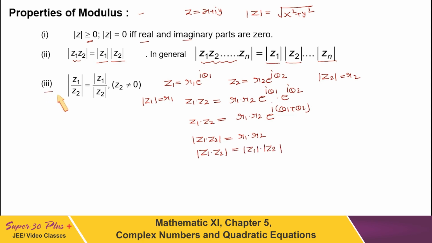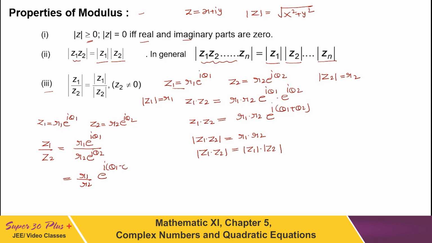Property number 3 is this: the mod of z1 upon z2 is equal to mod z1 upon mod z2. We can prove it. Let z1 be equal to r1 e to power iota theta 1 and z2 equal to r2 e to power iota theta 2. Now we are going to find z1 upon z2. What is the value of z1 upon z2? It is r1 e to power iota theta 1 whole upon r2 e to power iota theta 2. Now simplify it: r1 upon r2 e to power iota (theta 1 minus theta 2).